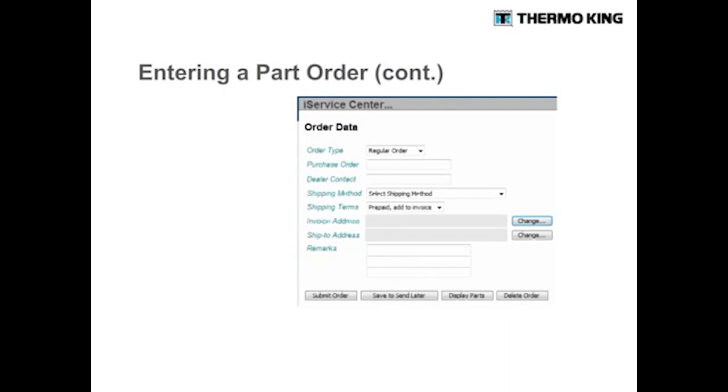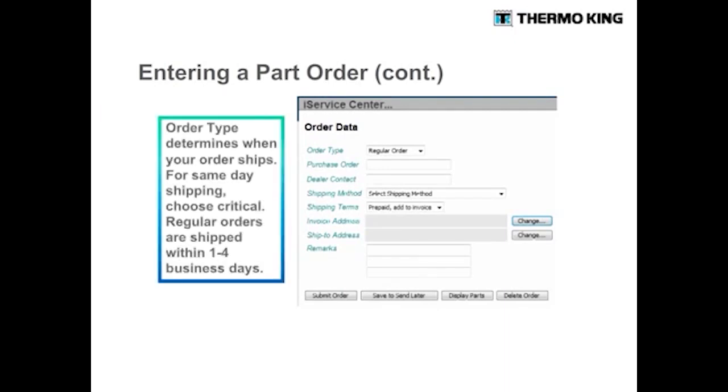This will bring you to the Order Data screen where you can choose the order type, which will determine how quickly your order ships. By choosing Critical, you are indicating to us that you expect your order to ship same day. All critical orders received before 4:30 Central Standard Time, Monday through Friday, will ship same day. Critical orders received after 4:30 Central Standard Time will be processed the following business day.